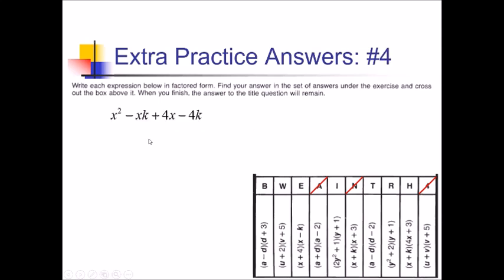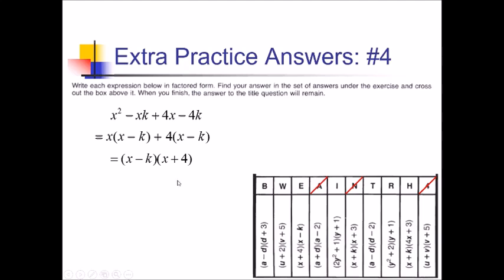For this next one, looking at the first 2 terms, x squared and xk, we can pull an x out of those. So that leaves me with an x and a minus k. For the next 2 terms, I can definitely pull a plus 4 out of those, leaving me with an x and a minus k again. So then x minus k is what's coming out of everything. And then x plus 4 goes next to it as another factor.